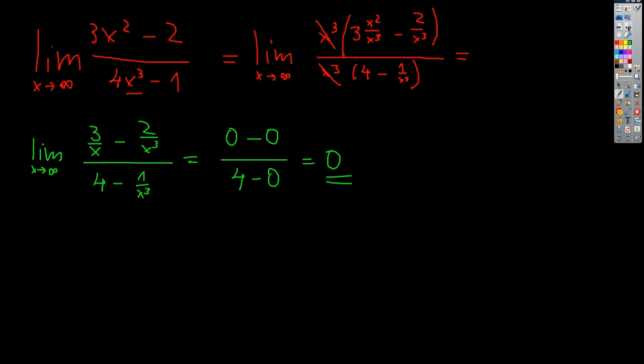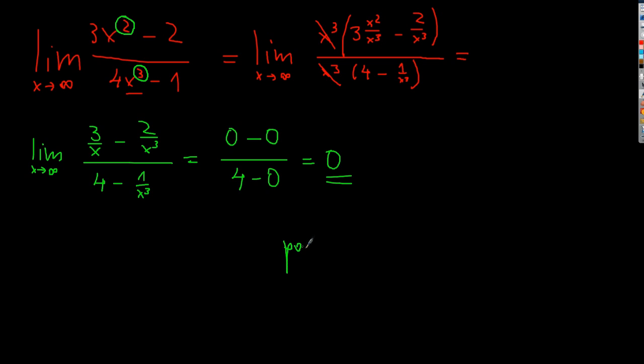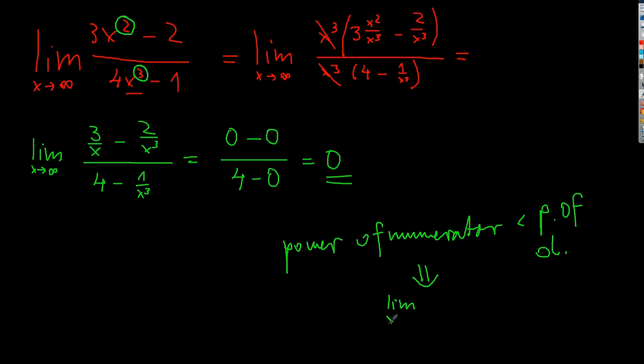So the next example was where the power of the numerator was smaller than the power of the denominator, and we got a limit of 0, which means that if the power of the numerator is smaller than the power of the denominator, then it follows that the limit of that function where x approaches infinity is equal to 0.